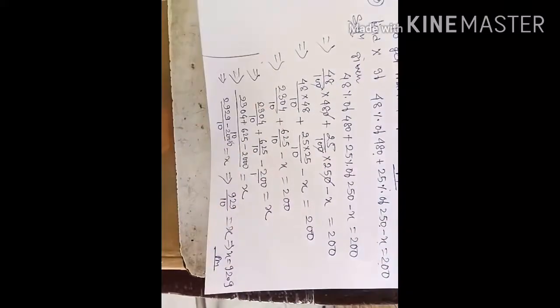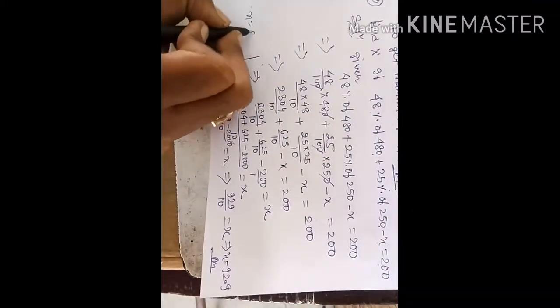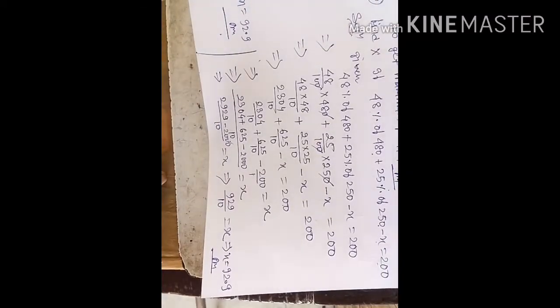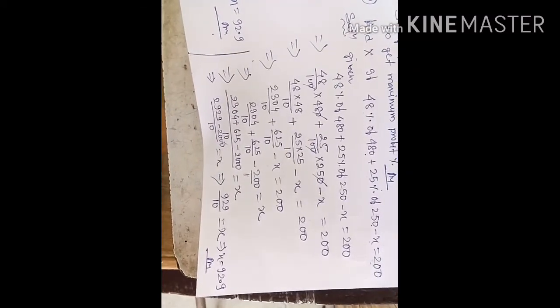You can write here the value of x, which is 92.9. So today's homework is complete, brain teaser up to question number 3. Thank you.